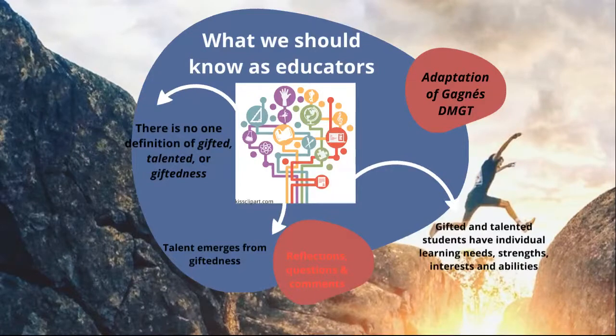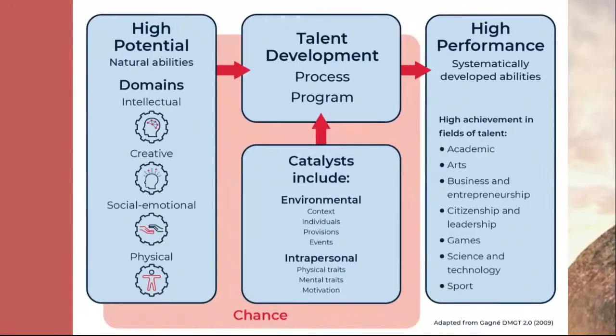Gifted and talented students have individual learning needs, strengths, interests, and abilities. They vary in their level of giftedness across and within learning areas, and in their level of achievement. They also exhibit different learning behaviours to other students. This is from Gagné. So just to have a little look at the differentiated model of giftedness and talent, a refined and adapted version. This presents the talent development process as the transformation of outstanding natural abilities or gifts into outstanding, systematically developed skills which define expertise or talent in a particular field.